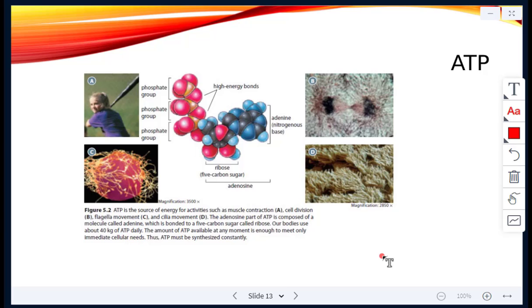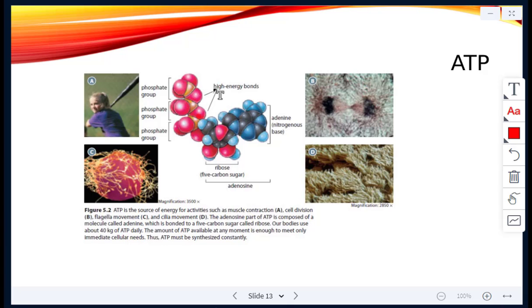So here is just a diagram or model of an ATP molecule. Again, it's the source of energy for many activities, such as muscle contraction, cell division, flagella movement, and cilia movement. The adenosine part of ATP is made up of a molecule called adenine. Right here, it's a nitrogenous base. It's bonded to a ribose. This is a sugar, a 5-carbon sugar. And then we have the 3 phosphate groups. So 1, 2, and 3.